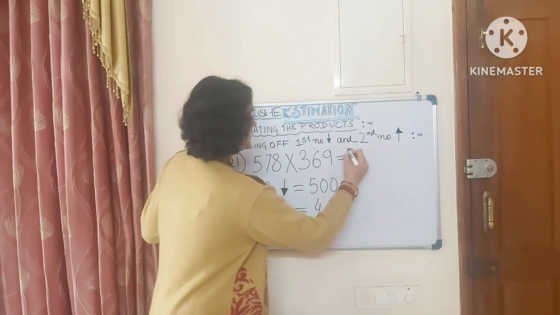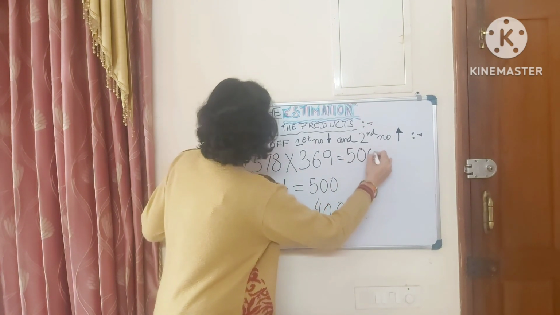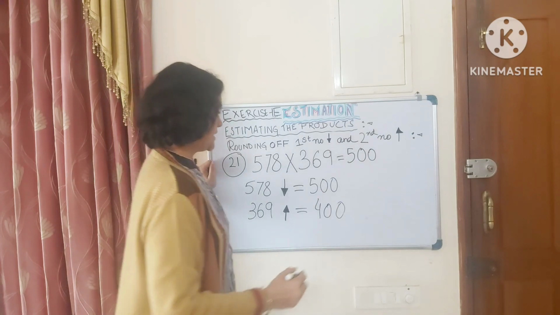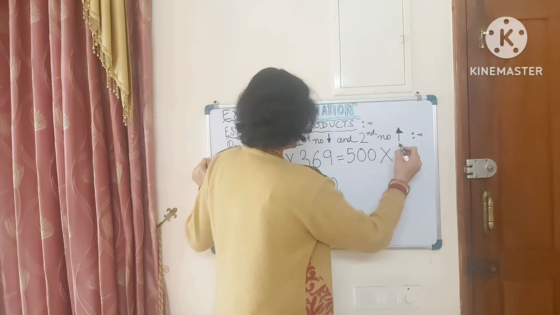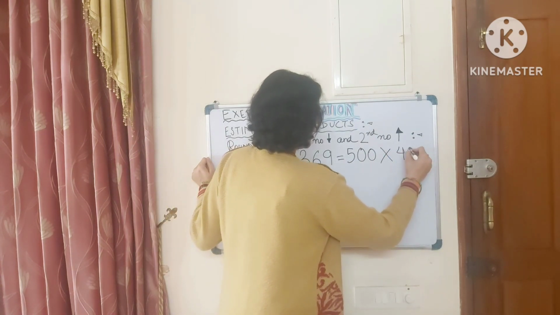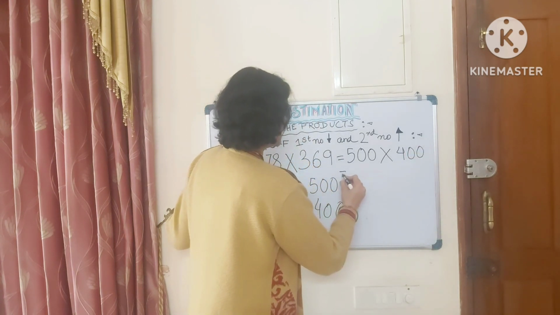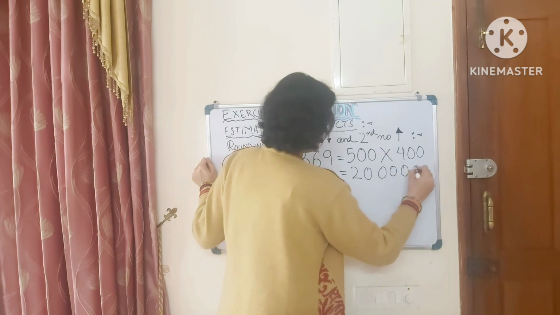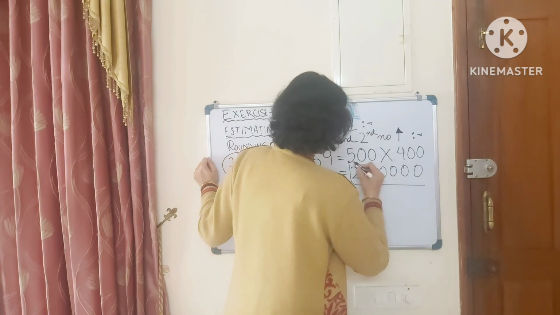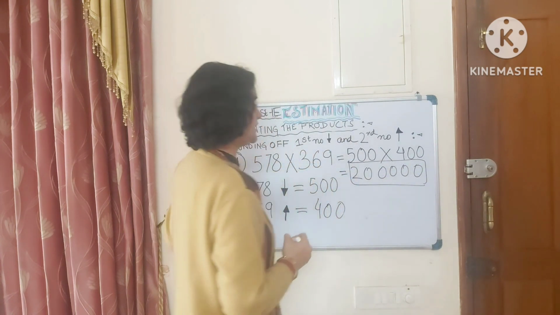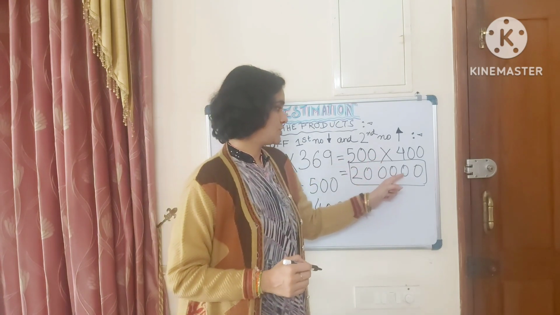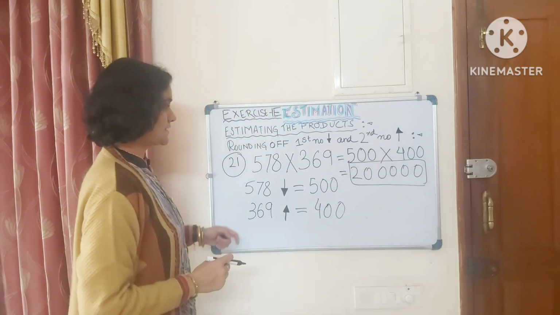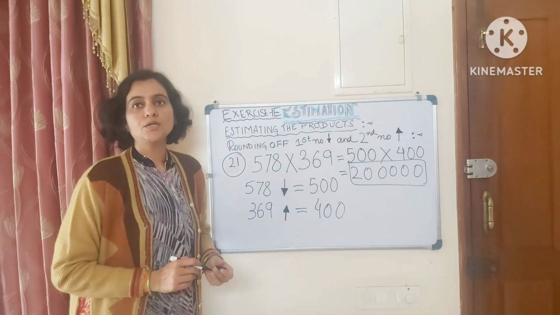So 578 will become 500 after estimating downward, and 369 will become 400 after estimating it upwards. So the final answer is this one, 1, 2, 3, 4. Okay, 2 lakhs. 5 fours are 20, right? And then 4 zeros. So 2 lakhs is the answer for question number 21.